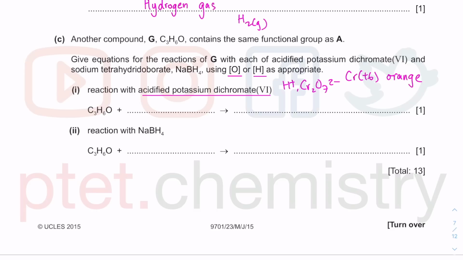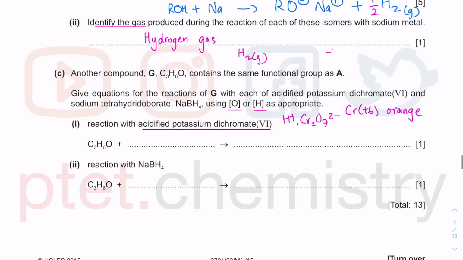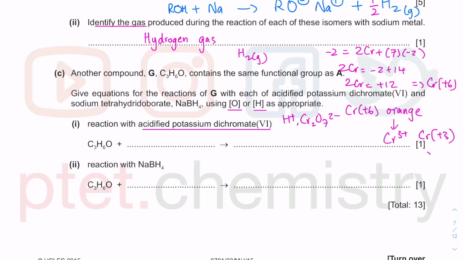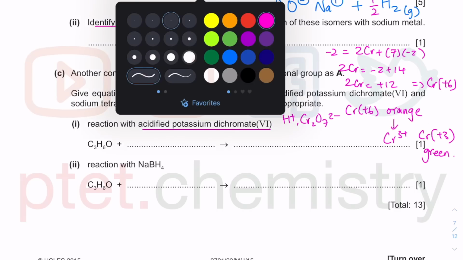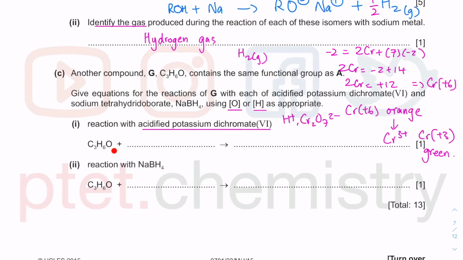You're supposed to be able to work out the oxidation number. -2 is the overall charge of the ion, equal to 2 chromium plus 7 times -2. So 2 chromium is -2 plus 14. 2 chromium is plus 12. So each chromium is plus 6. And then this orange color will go to chromium 3 plus, which is chromium plus 3, green in color. That is the positive result if it does act as an oxidizing agent because it oxidizes the alcohol here. Or is it alcohol? It's not alcohol actually.